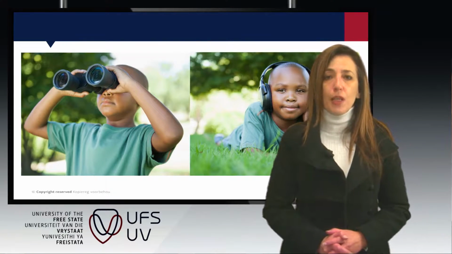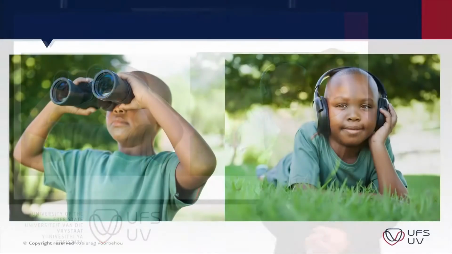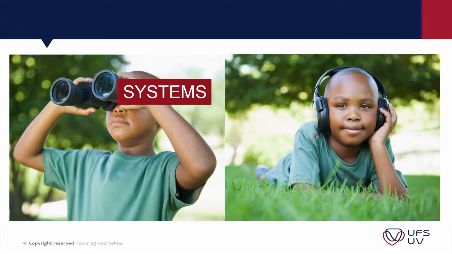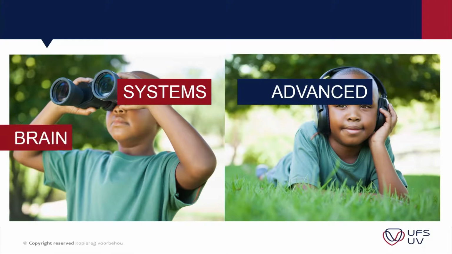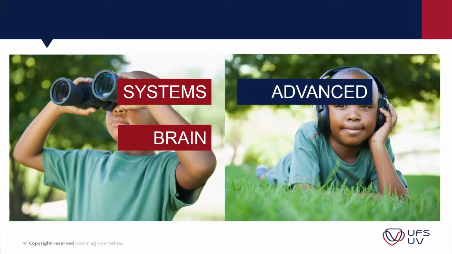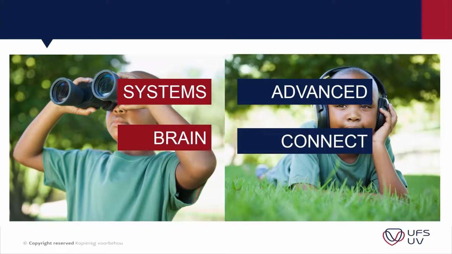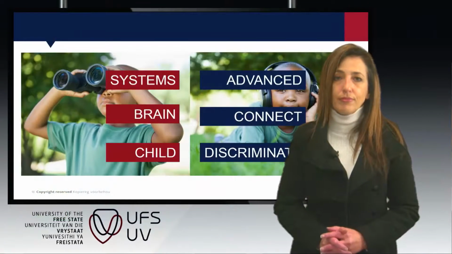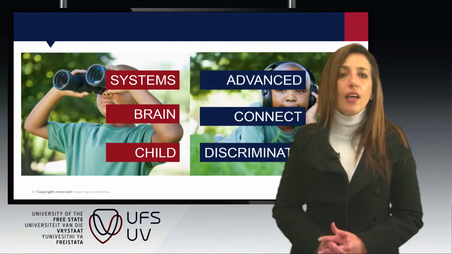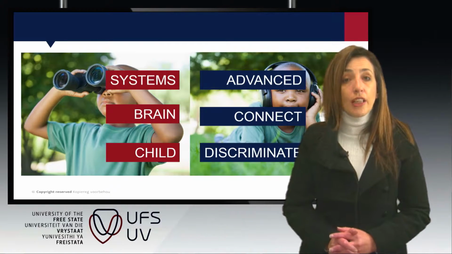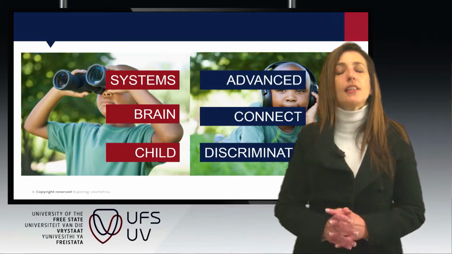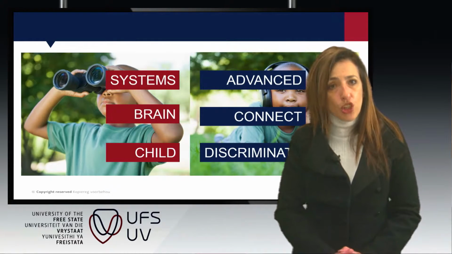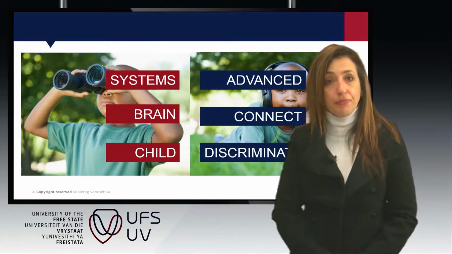As perceptual skills develop, the following happens. The auditory and visual sensory systems become more advanced. The brain becomes increasingly able to integrate and connect information it gets from these different senses. The child becomes increasingly able to discriminate or tell the difference between sensory inputs. As a foundation phase teacher, knowledge of visual and auditory perceptual skills is very important, especially for learning literacy.